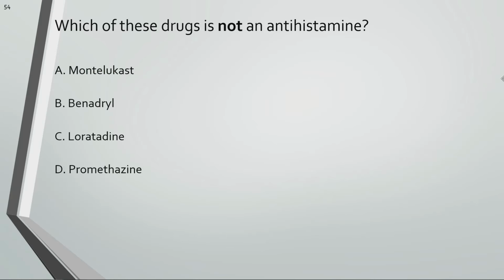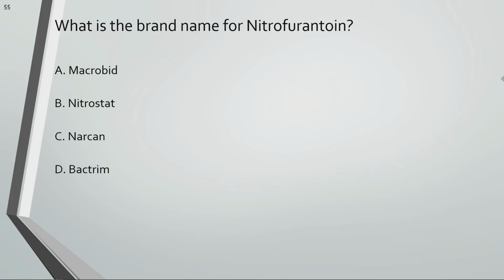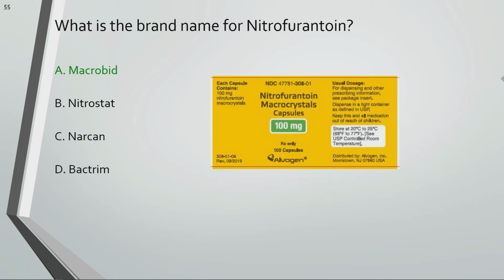Which of these drugs is not an antihistamine? Montelukast, or brand name Singulair, is a leukotriene receptor antagonist that's also used for asthma and allergic rhinitis like antihistamines, but it acts in a different mechanism to do so. What is the brand name for nitrofurantoin? The brand name for nitrofurantoin is Macrobid. Macrobid is an antibiotic.